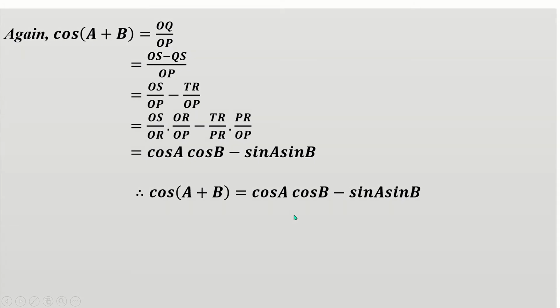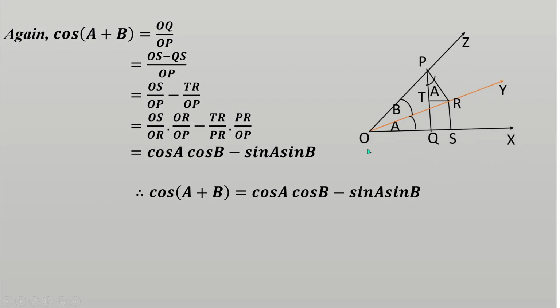Similarly, we can prove this. That means cos A plus B. Cos A plus B means what? OQ by OP, in triangle POQ. As this angle is given, OQ by OP means OS minus QS by OP, as OQ means OS minus QS.